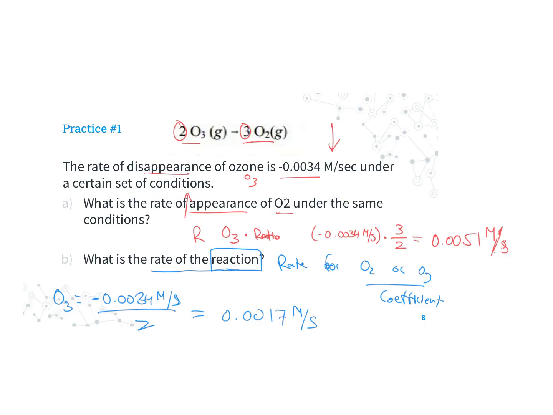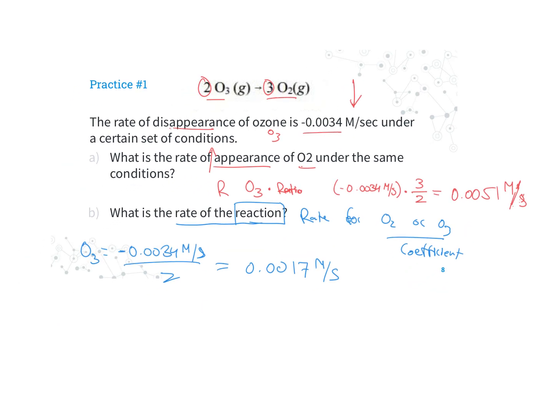If I look at this from the standpoint of O2, it's the same thing. 0.0051 molar per second divided by 3 gets you the exact same answer, 0.0017 molar per second. So the rate for the entire reaction should always be the same, but the rate of appearance or disappearance of a particular thing depends on the stoichiometric coefficients.